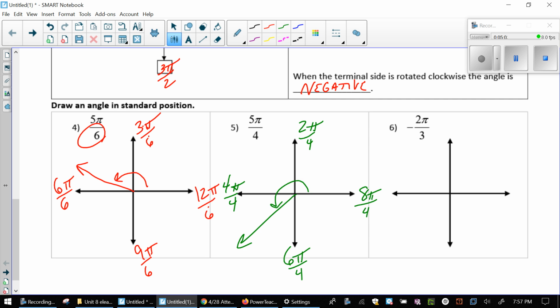All right, now we have thirds. Let's do the exact same thing. All right, we're going negative now. So 3 pi over 3 would be here. If I go positive, I'm going this way. If I go negative, I'm going this way. Okay, so negative 2/3 is going to be right about there. Negative 2/3 pi, because we're going to go now clockwise because it's negative.